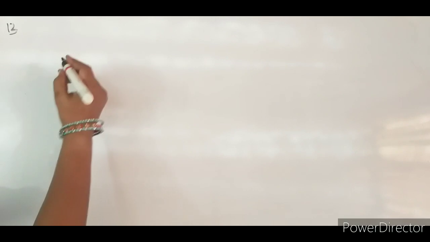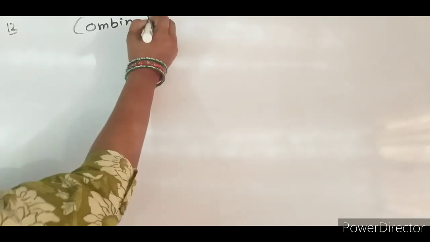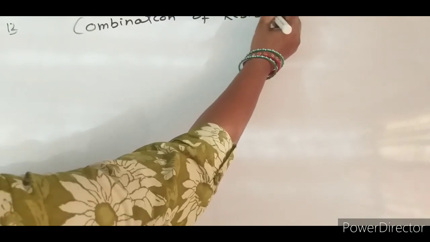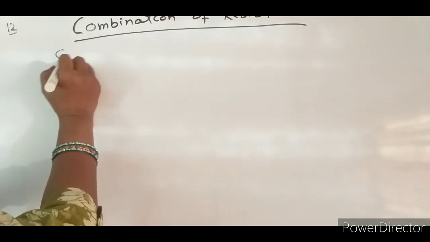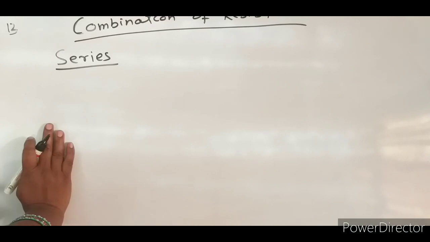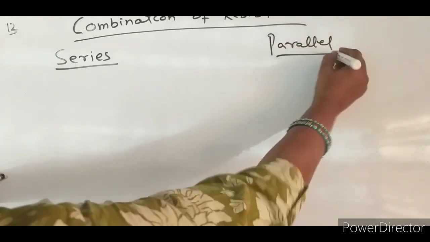So now we will discuss the combination of resistors. When these combinations are taken, they are of two types. One will be series connection. Another one will be parallel connection. Now let us see what is series connection and what is parallel connection.